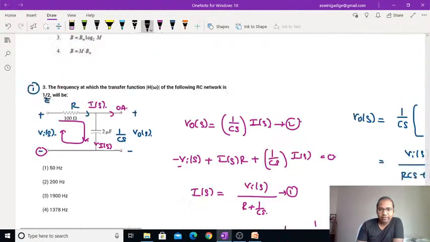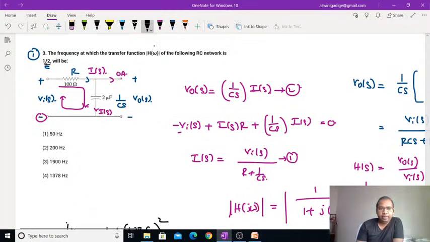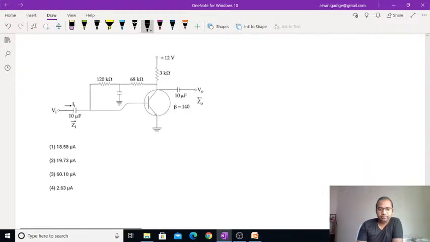Akshaya, why are we taking the modulus? Because in the question they gave the H of omega, Akshaya. So that's why we are taking the modulus to find out the magnitude. Okay. Fine. Next.